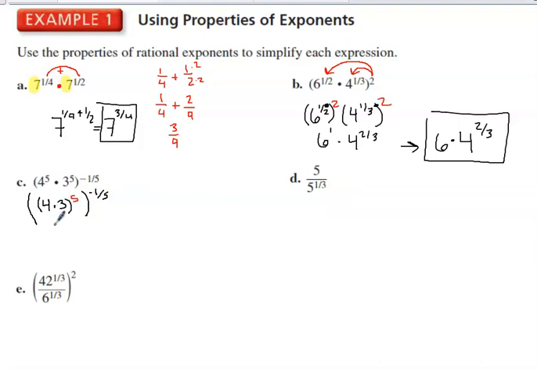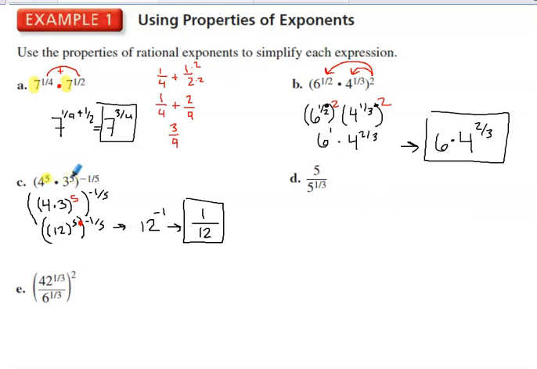Working inside my parentheses first, I have 12 to the power of 5, and then to the power of -1/5. Exponent on an exponent means we multiply these two. So I get 12 to the power of 5 times -1/5, which is just -1. And a negative exponent tells us that our 12 belongs on the bottom of a fraction. So this would simplify down to 1 over 12.